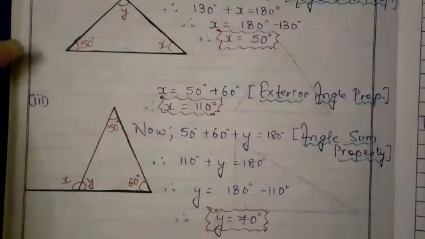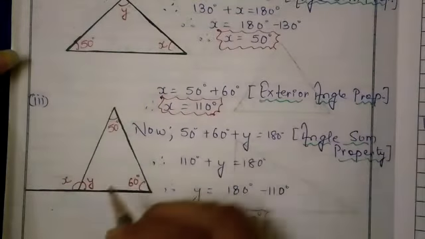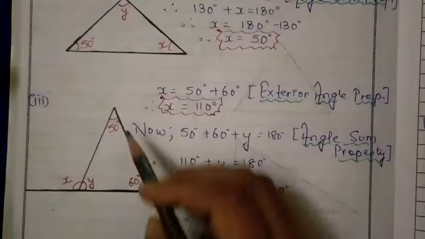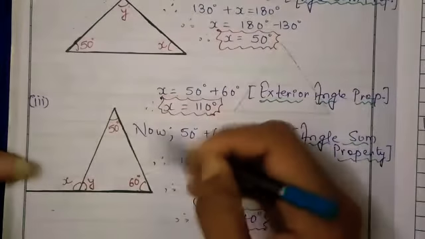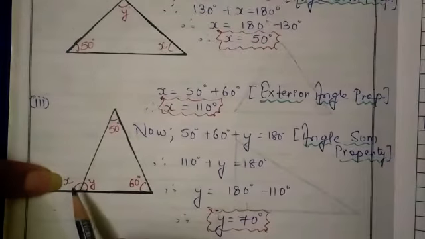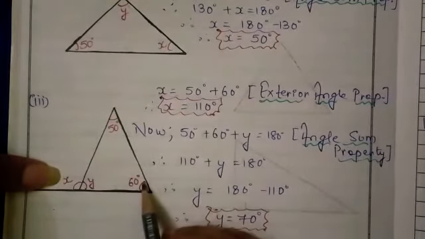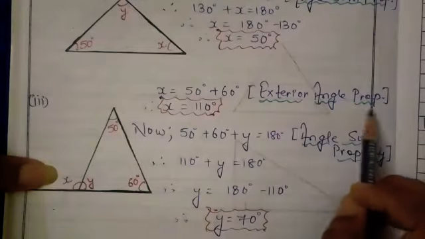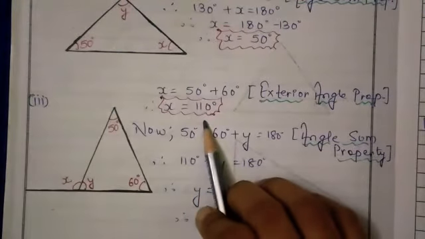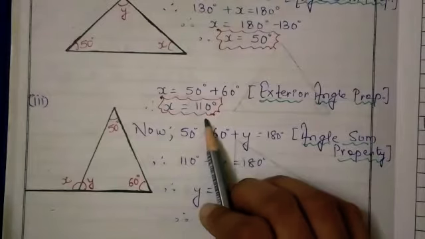See here also, you have x and y as 2 variables and these 2 angles are provided. Now see, 2 opposite angles are provided, so very easily first we can find out the value of x. Okay, see, x will be 50 plus 60 as per the exterior angle property. So on adding, you will get x is equal to 110 very easily in just one step.